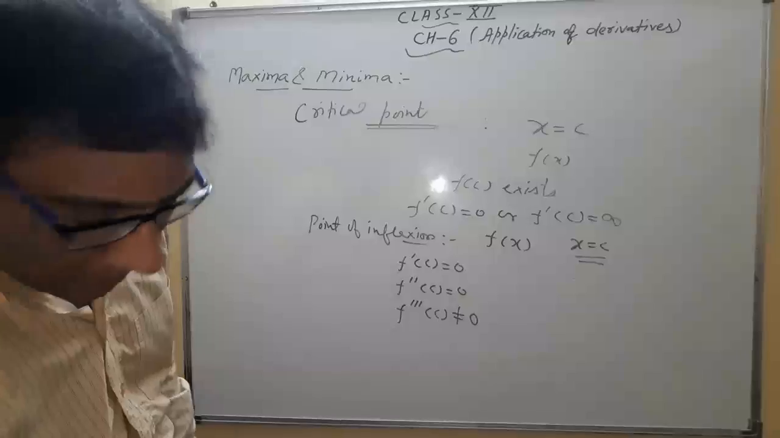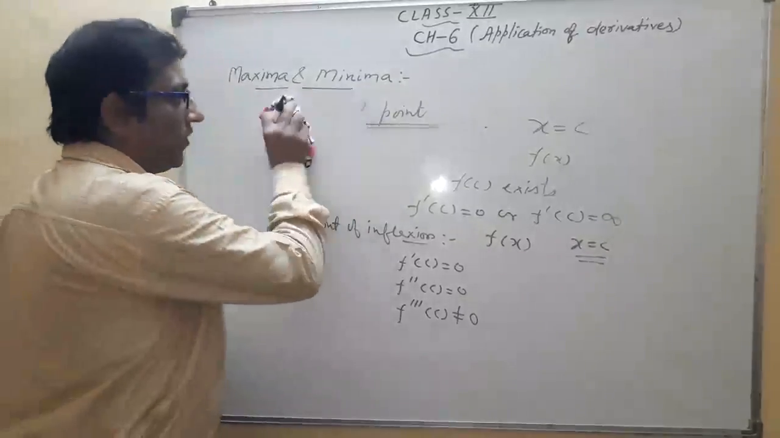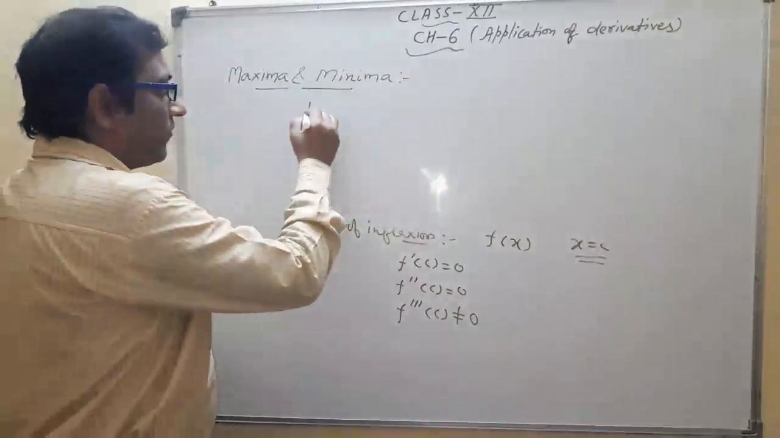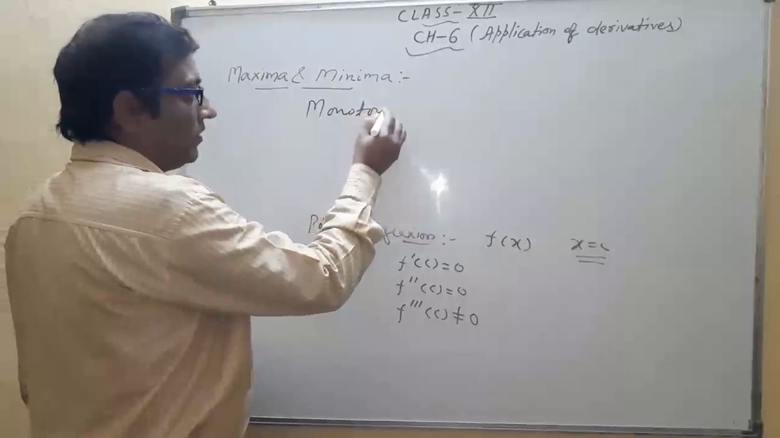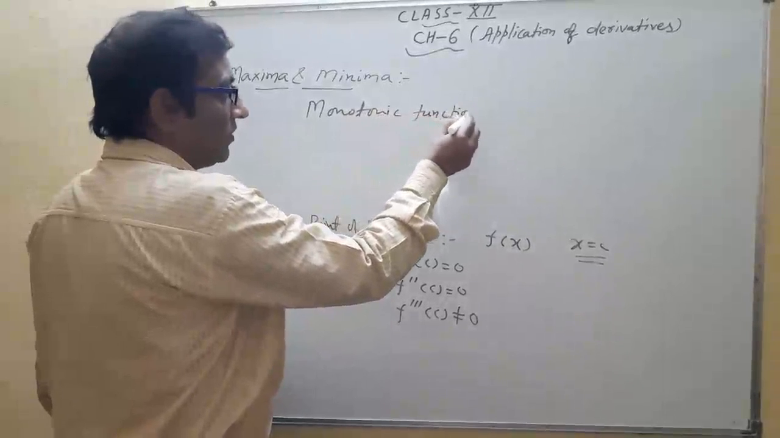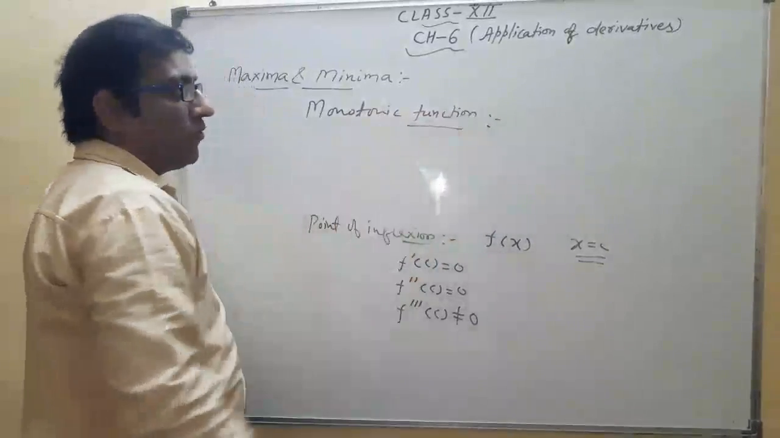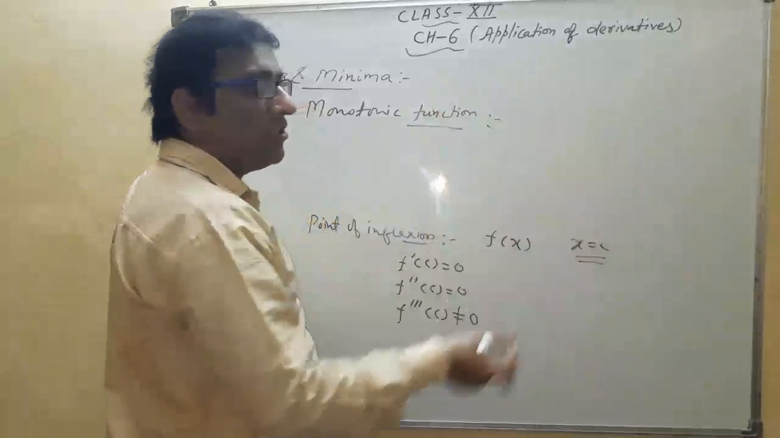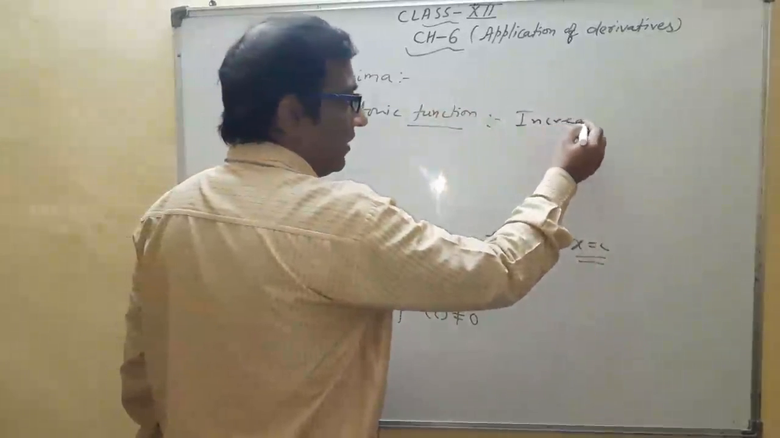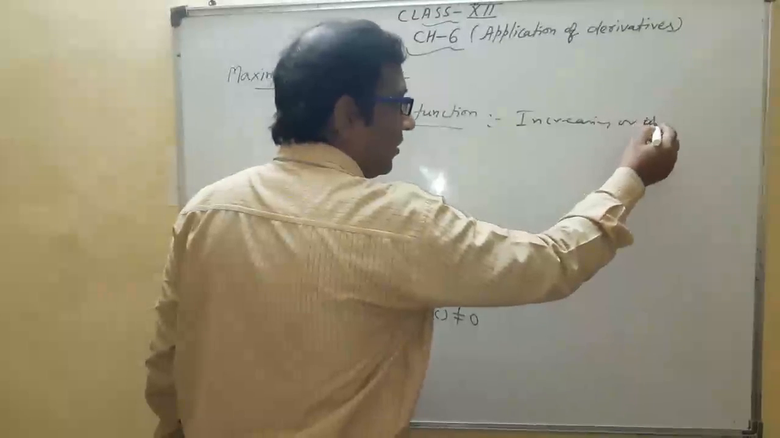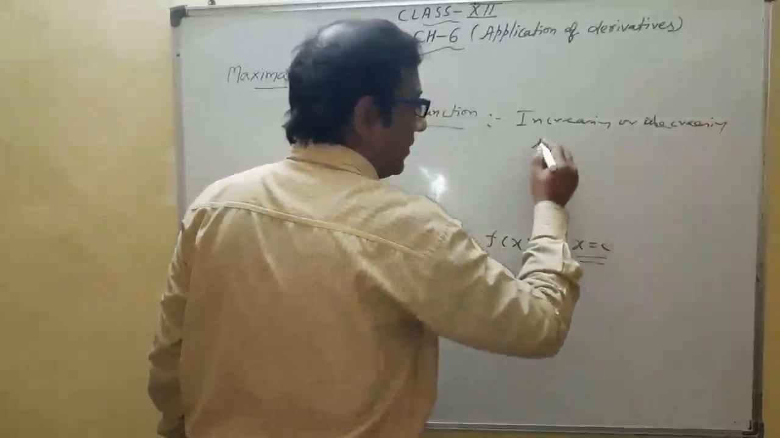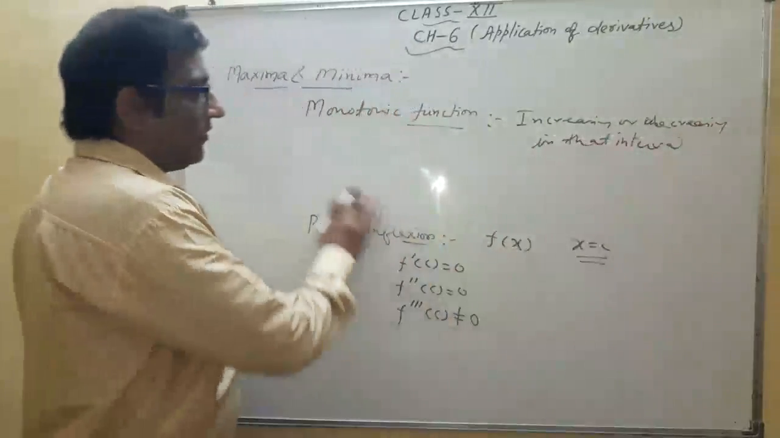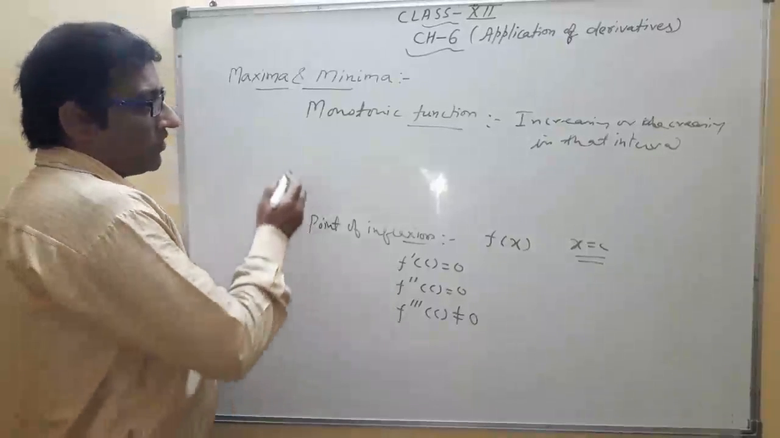So after this definition of point of inflection, we will continue with the definition of monotonic function. What is a monotonic function? A function is said to be a monotonic function in an interval if it is either increasing or decreasing in that interval. Then that type of function is known as a monotonic function.